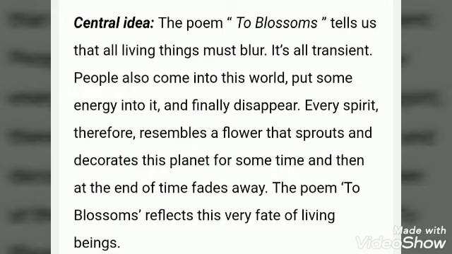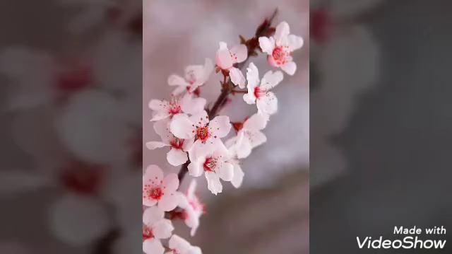So, if we go towards the central theme of the poem, the central idea, it tells us that all living things must perish. It's all temporary or transient. People also come into this world, put some energy into it, and finally disappear. Every spirit, therefore, resembles a flower that sprouts and decorates this planet for some time and then at the end of the time fades away. The poem To Blossoms reflects this very fate of living beings.